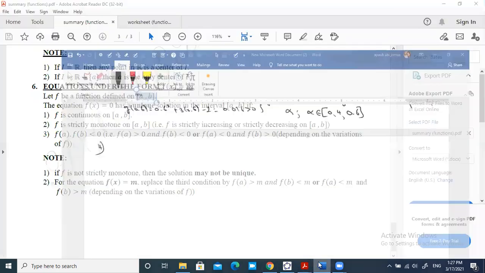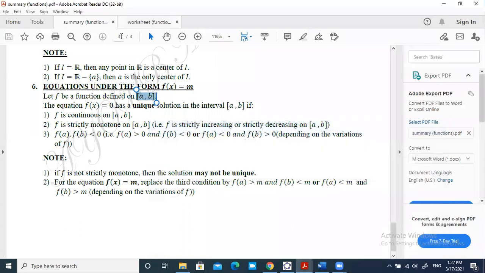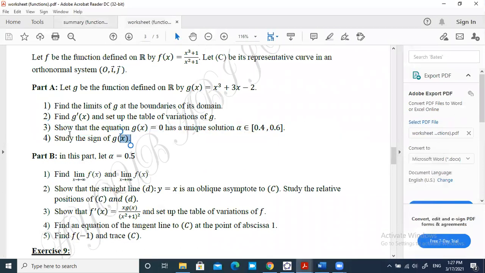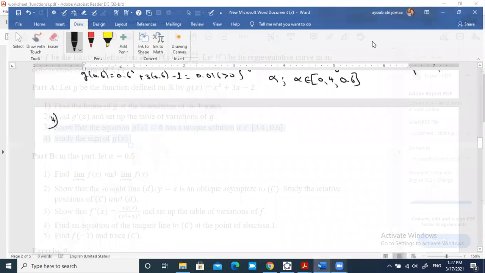طيب part 4. Deduce the sign or study the sign of g of x. Study the sign of g of x يعني اللي when he positive when he negative.